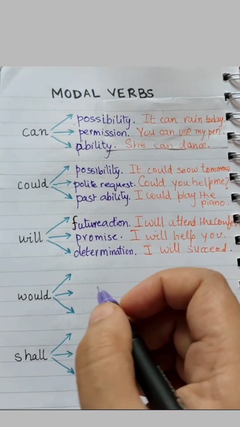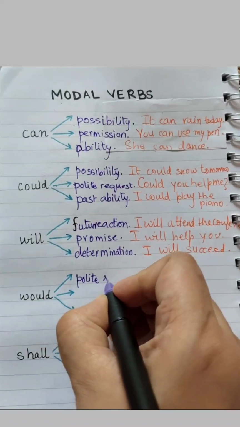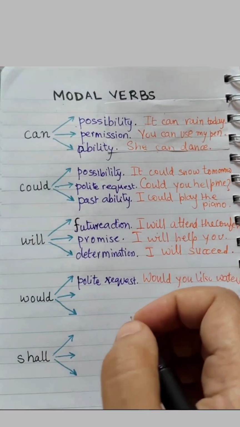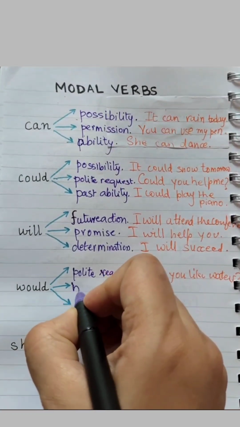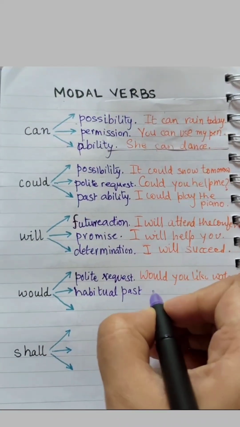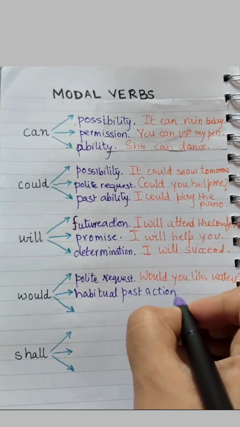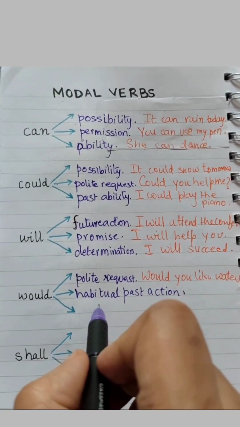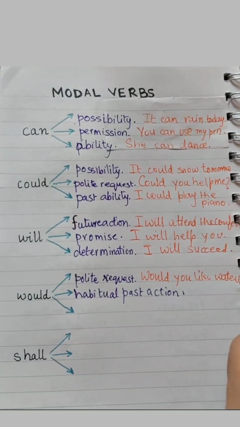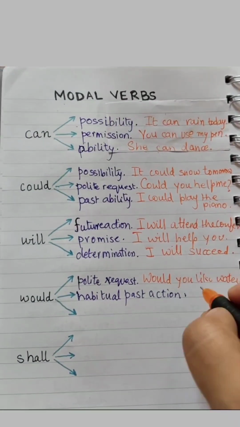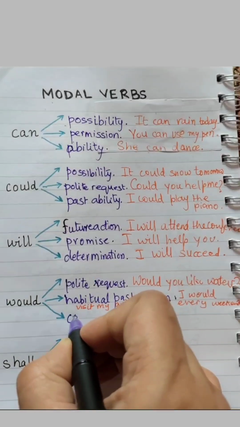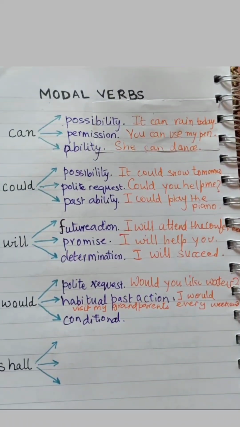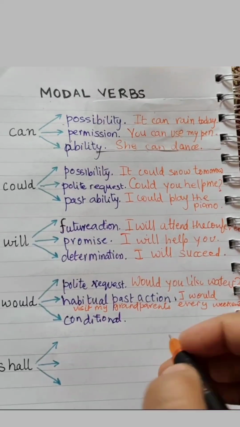Next is would. Would is used to talk about polite requests. For example, would you like some water? It is used to talk about a habitual past action, something that you used to do in the past. We can use would and used to talk about a habitual past action. For example, I would visit my grandparents every weekend. Would is used in conditional sentences when there is a condition. For example, I would go if I had time.